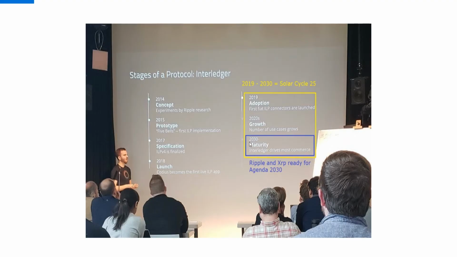And then 2030 will be the beginning, or the pre-new sun cycle, that will be 26. 2 plus 6 equals 8. And that's a very significant number as well, because a big global move will take place that I can mention here in the video for reasons you guys know. But yeah, so let's go. So maturity. Interledger drives most commerce.